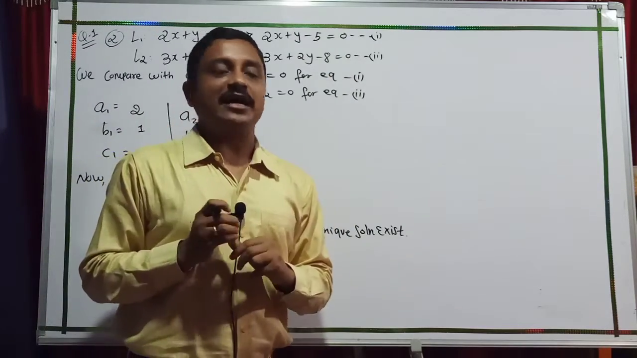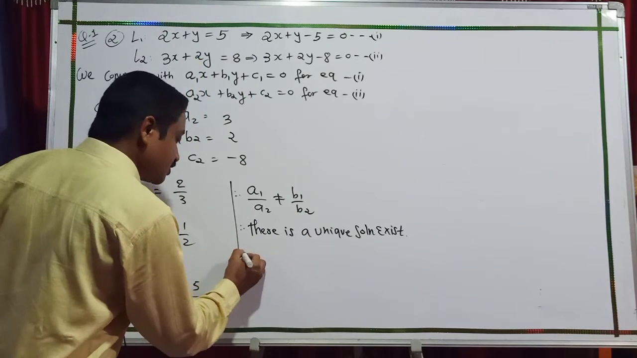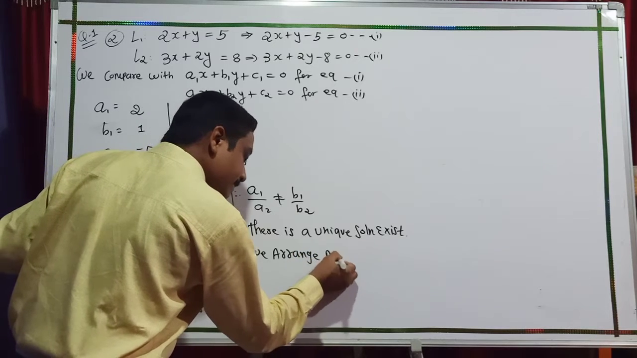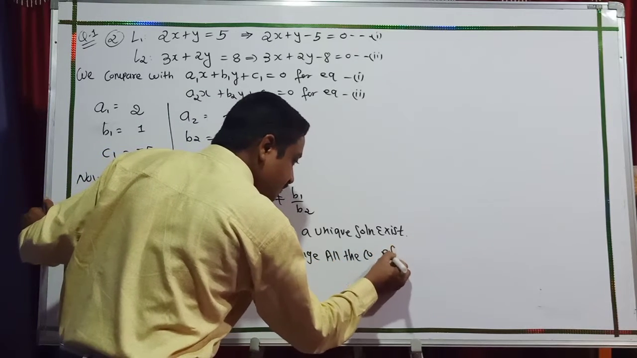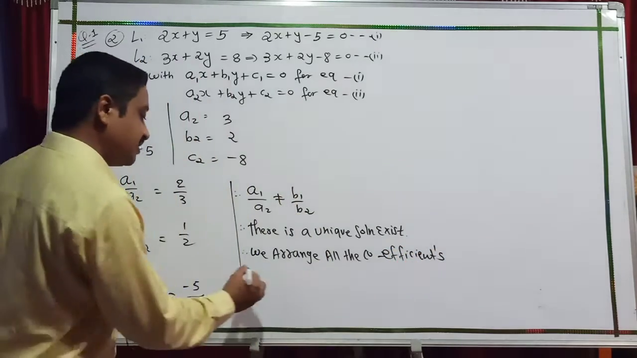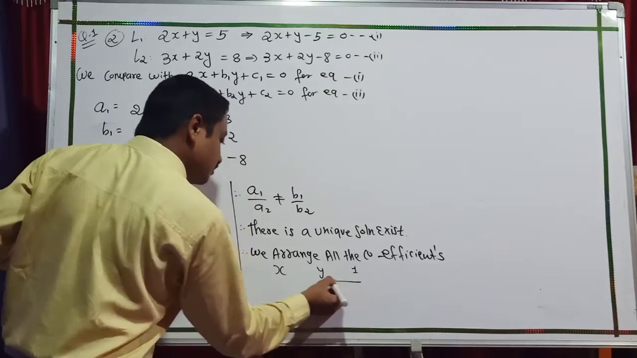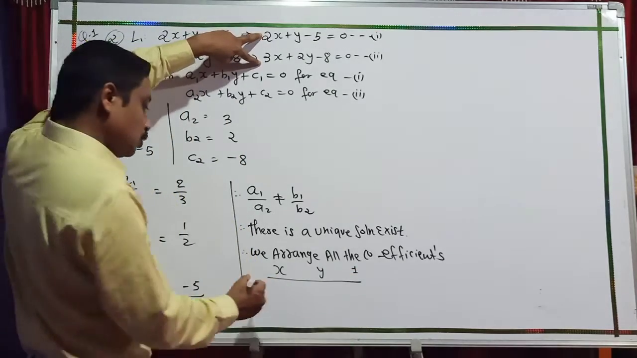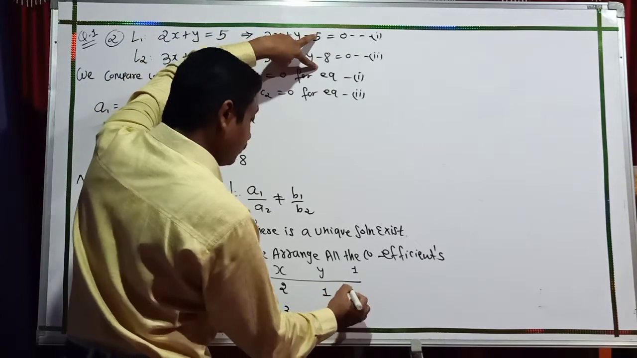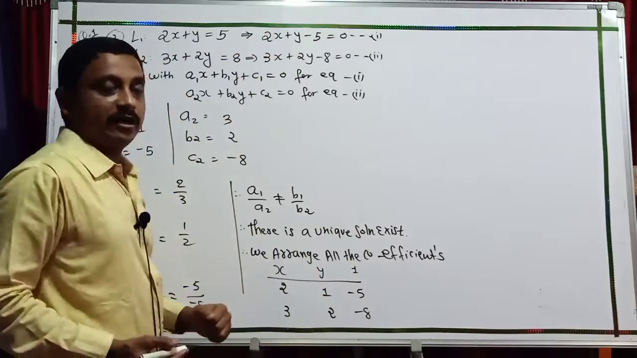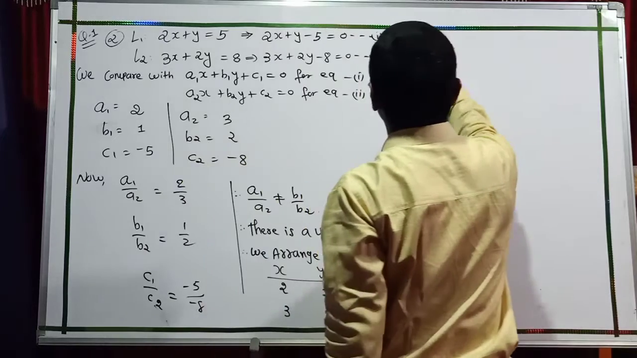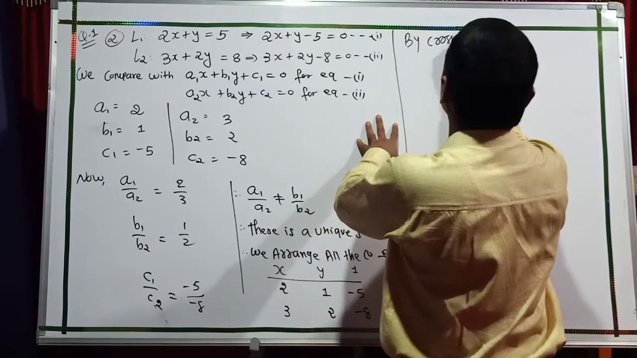Now students, if a solution exists, then I go to our cross multiplication method. Now I actually start our cross multiplication method. So first of all, we arrange all the coefficients. Students, all these coefficients I just arrange: x, y, 1, and these coefficients, look at that, 2, 3, 1, 2 and minus 5, minus 8. And now I start our method. Our method is the cross multiplication method.